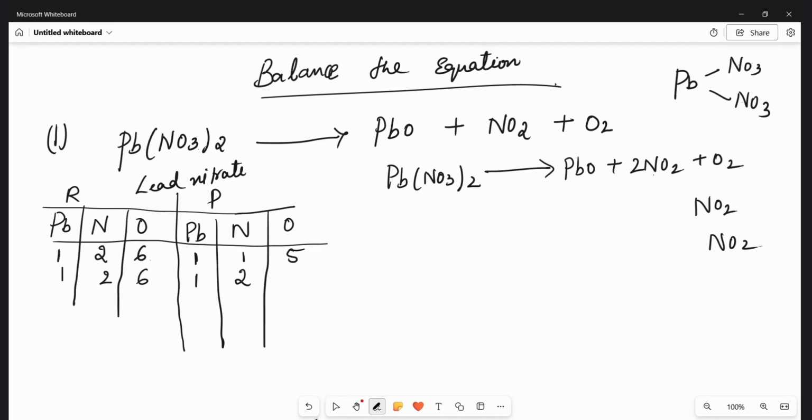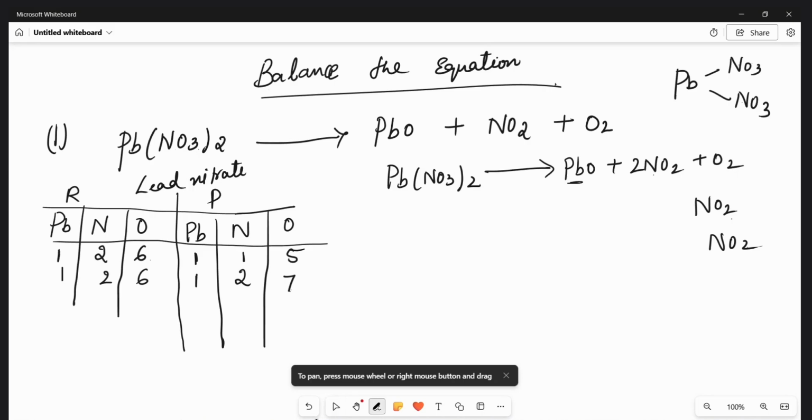So 2 nitrogen is there. What about oxygen? 2 plus 2, 4. 4 plus 2, 6. 6 plus 1, 7. Still, oxygen here is an even number and you have an odd number. Whenever you have that, try to make it an even number. Always try to make that an even number. How can you make it an even number? I have to add 2 here.